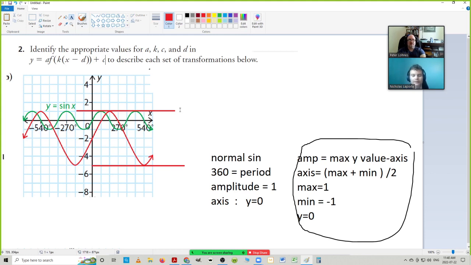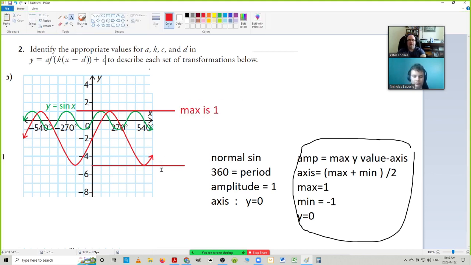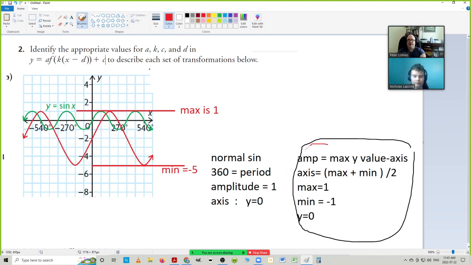On the y-axis? Yeah. Max is 1. What's the min? The min is -5. Okay. Can you look over at some of these formulas and maybe figure some stuff out for me? So tell me what you want to figure out and go for it.